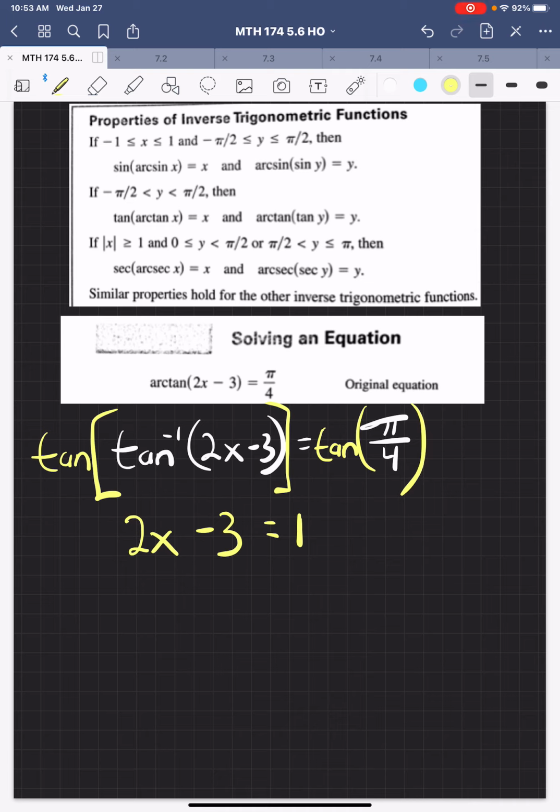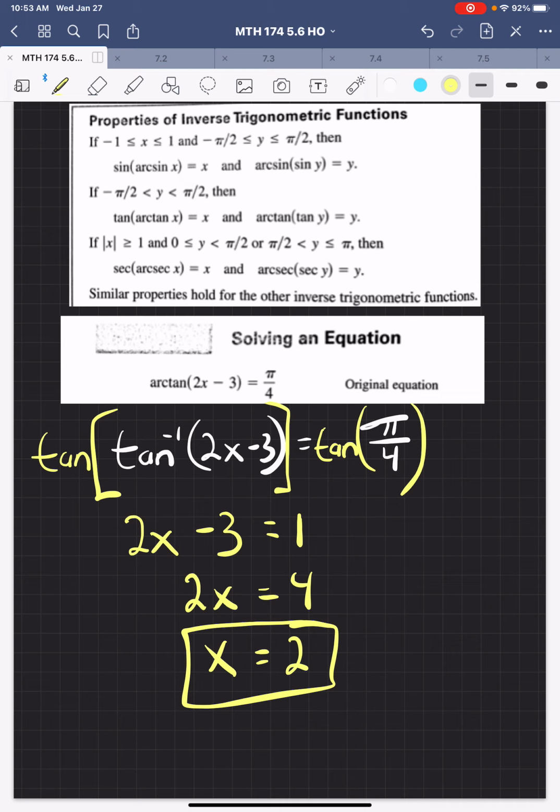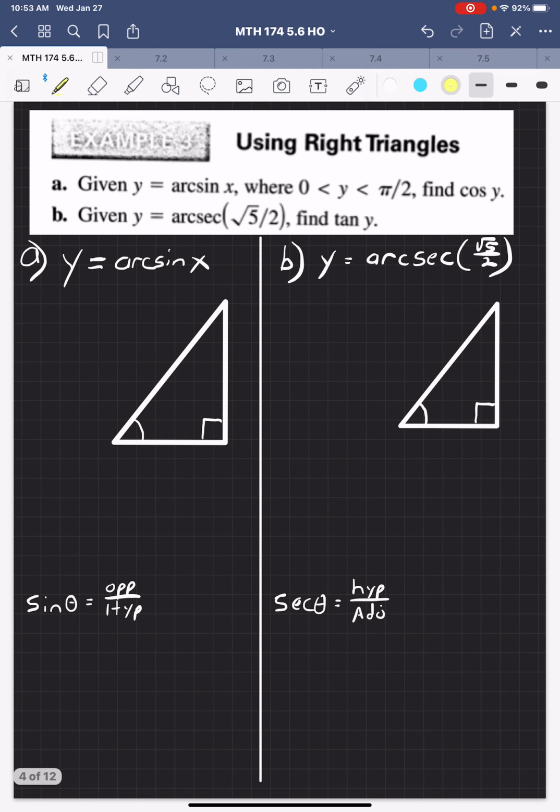Now we have just a baby two-step algebra problem. Add 3 to both sides, and divide both sides by 2, and there you have it. So we've solved our equation. You can always plug it back in just to make sure, but all is good. Now, no calculus yet, but we're almost there.